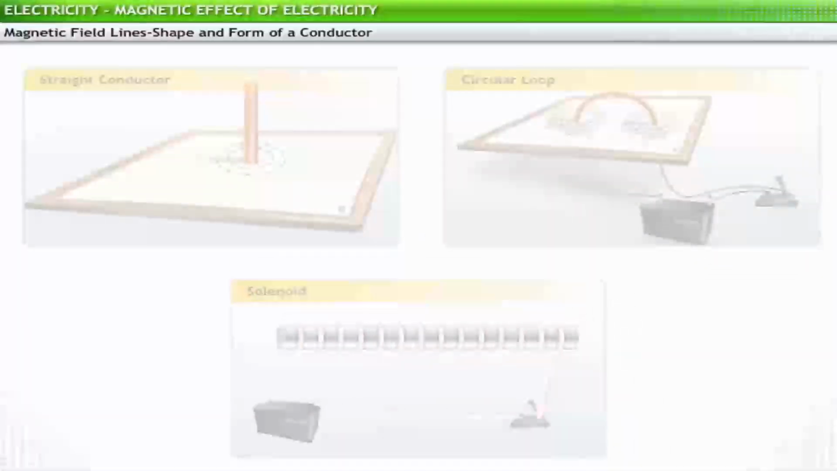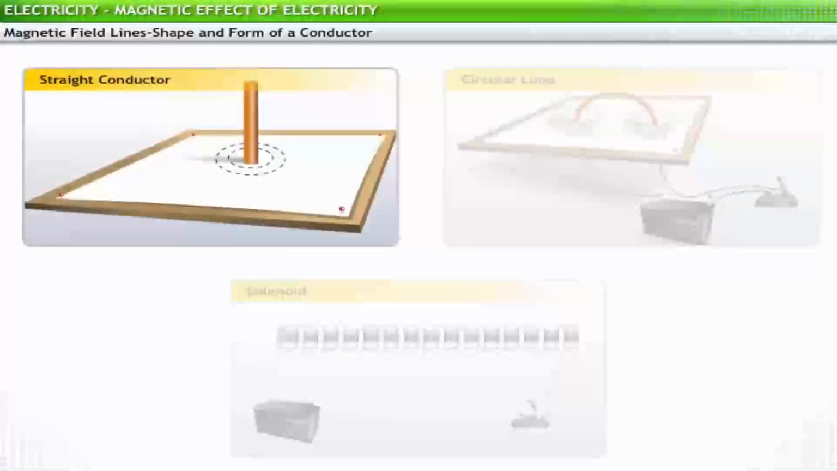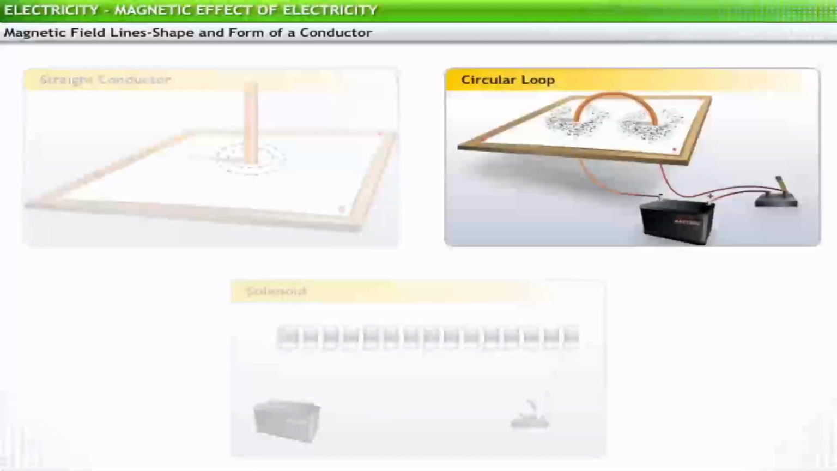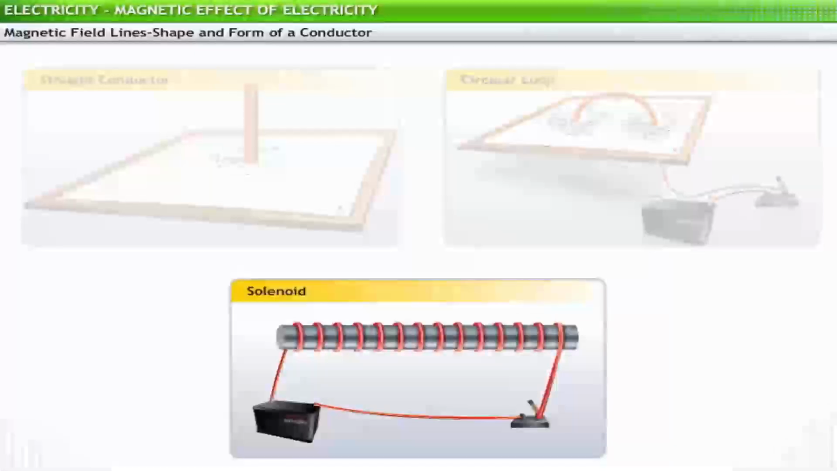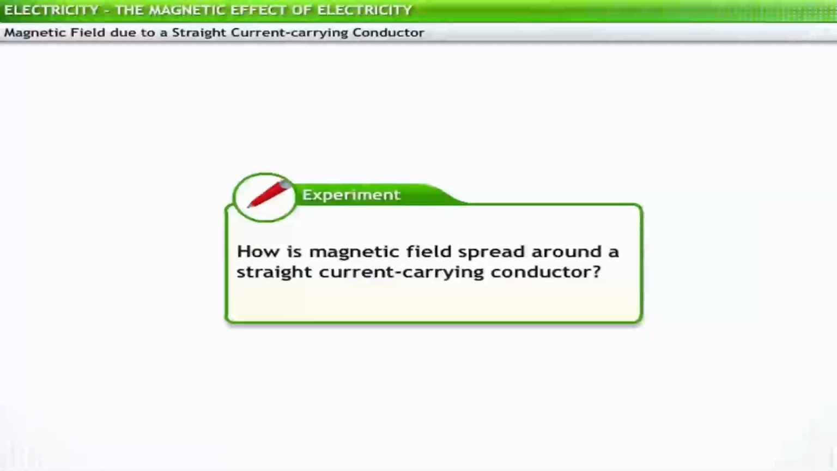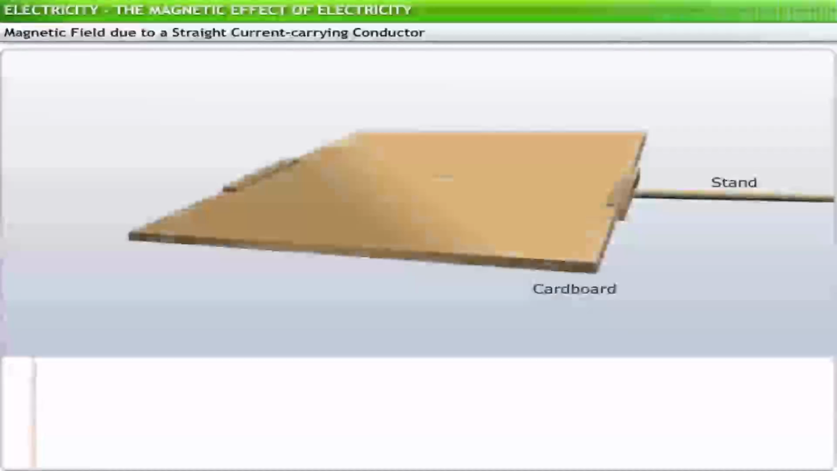Magnetic field lines vary with the shape and form of the conductor. Let's take a look at the magnetic field and field lines around a straight conductor, a circular loop, and a solenoid. An experiment will help you understand how the magnetic field is spread around the straight current-carrying conductor.